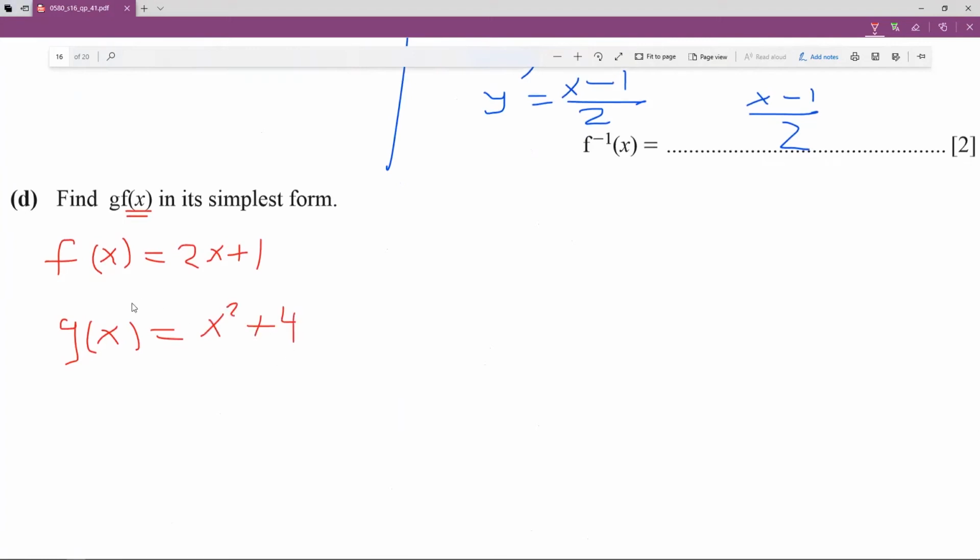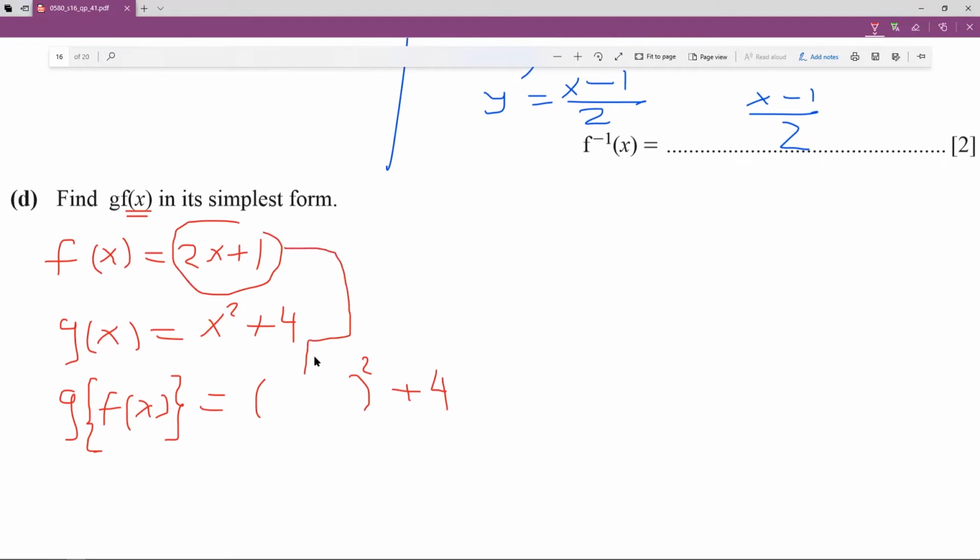Okay, but now the question is saying g of fx. It simply means fx has taken the place of x in function g. So in my function g, wherever I have x, I'll replace with fx. So fx up there is put into function g. So this will be 2x plus 1. Now you end up with some algebraic identity, 2x plus 1 in bracket everything squared.